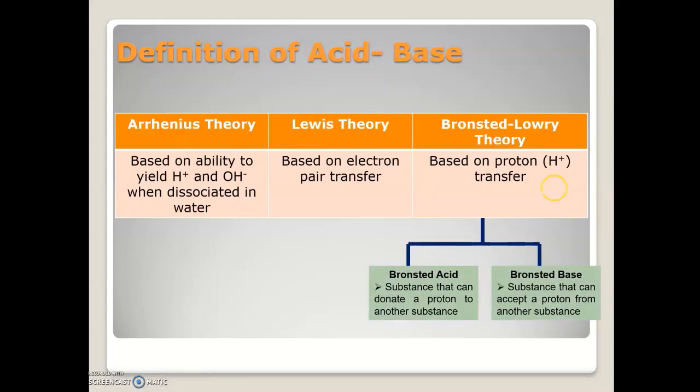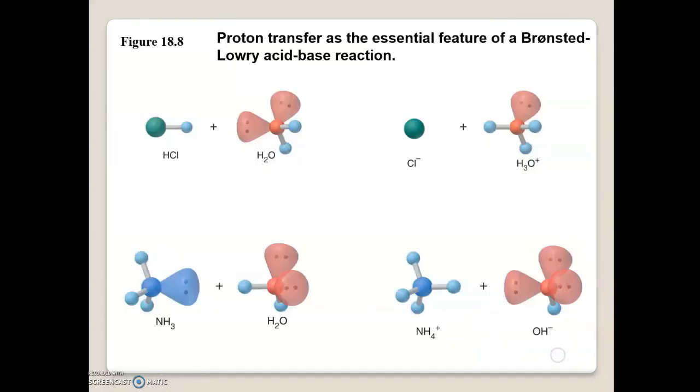So according to Bronsted-Lowry, an acid is a substance that donates a proton to another substance. Proton in this case is H+. However, a base is a substance that accepts H+ or proton from another substance. So the proton donor is an acid, while the proton acceptor is a base, according to Bronsted-Lowry.